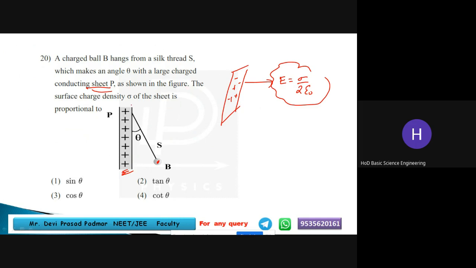Now what do you have to calculate? The surface charge density sigma of the sheet is proportional to what? Just consider the net force acting on this.